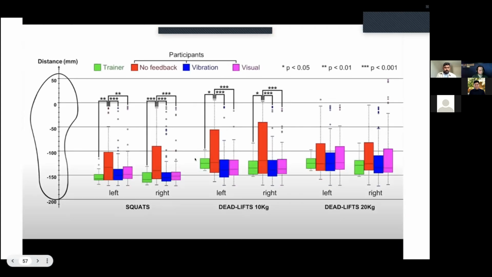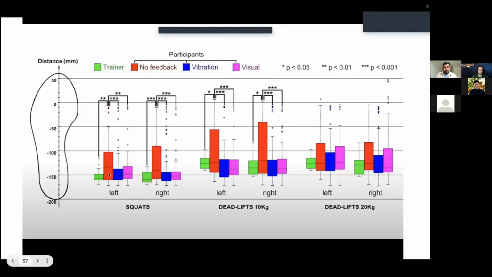Results show that visualizing only the center of pressure helps. So these are some of the results that we've taken. This is the result of the center of pressure profile. You can see we considered the trainer's pressure profiles as the ground truth or the gold standard. So these are the center of pressure profiles of the trainers, and then these are the results for the participants.